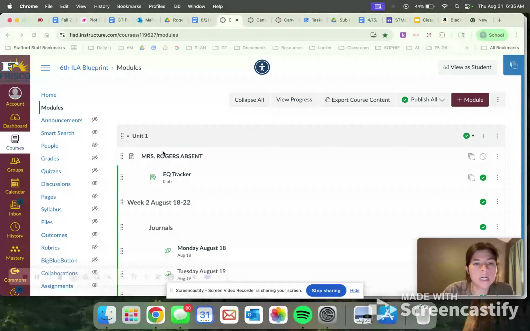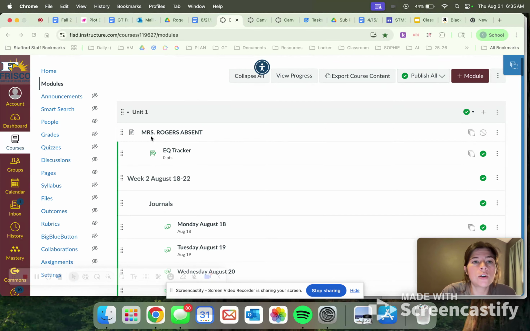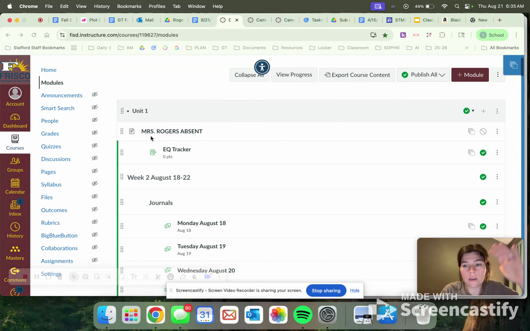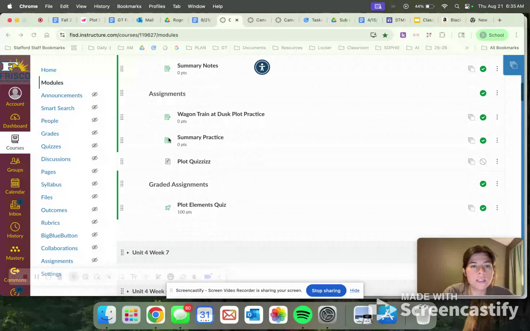So on your modules at the very top, you will see a spot that says Mrs. Rogers absent. If you click there, it's going to have everything I'm saying right now listed out. Also, the assignments I'm going to tell you are going to be listed under the assignments tab. So you'll see summary practice there. That's one of your assignments today. And then you'll see the plot quizzes there. That is one of your assignments today.